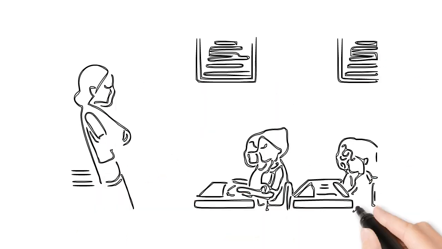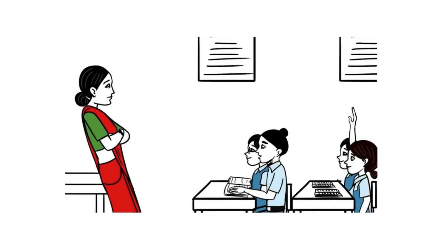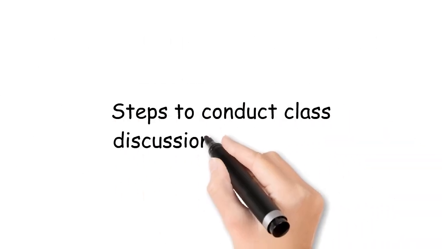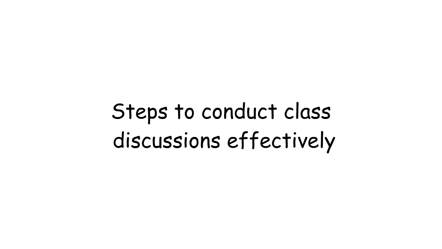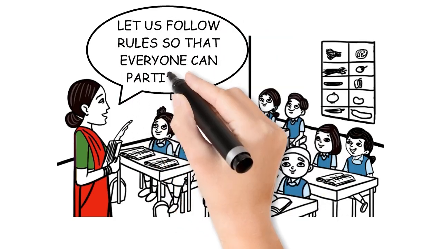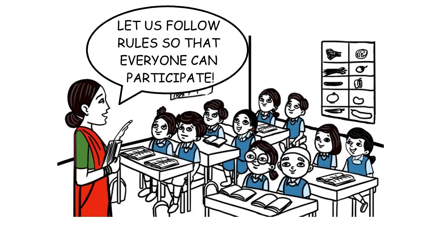Class discussions, however, pose certain challenges. The main challenge is that some children may dominate the discussion and others may not participate. Let us see how we can overcome this challenge and take other steps to conduct class discussions effectively. The first step is to establish the norms or rules which will ensure that all children participate. This means that each child should listen attentively when someone is speaking, and each child should feel like voicing her own views.